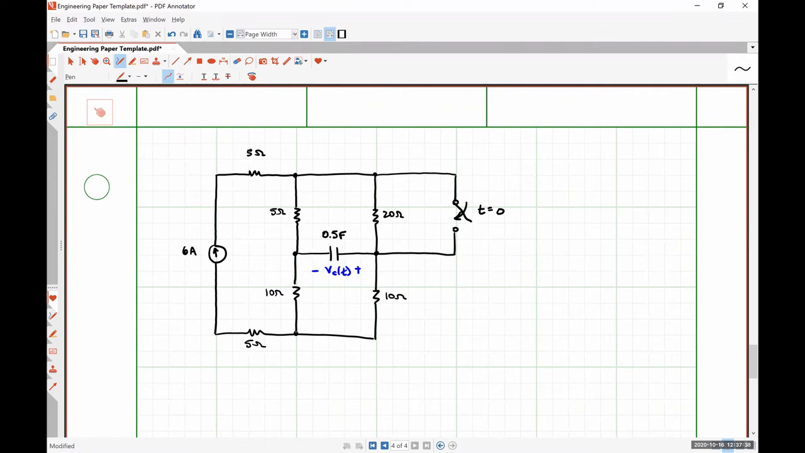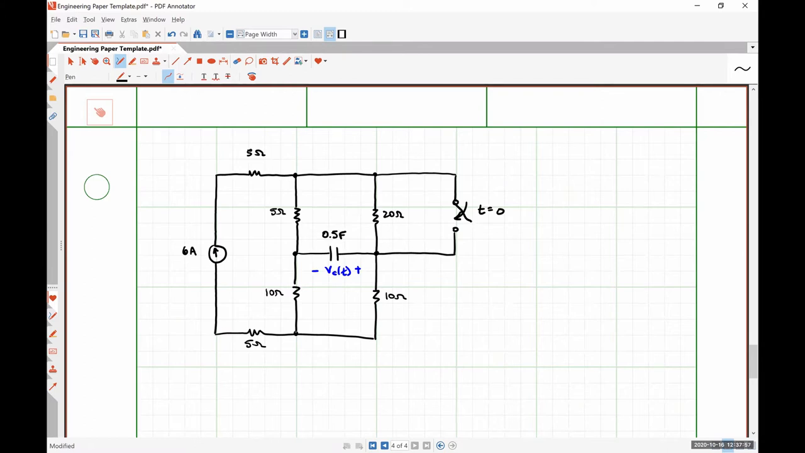So what that switch does is it doesn't take that 6-amp source out of the circuit and it doesn't put it into the circuit. All it's really doing is shorting out that 20 ohm resistor in the top right of the circuit. But that is enough of a change to knock this guy out of DC steady state, okay?